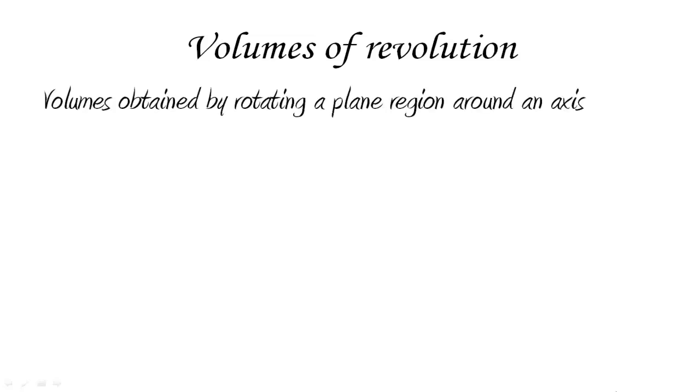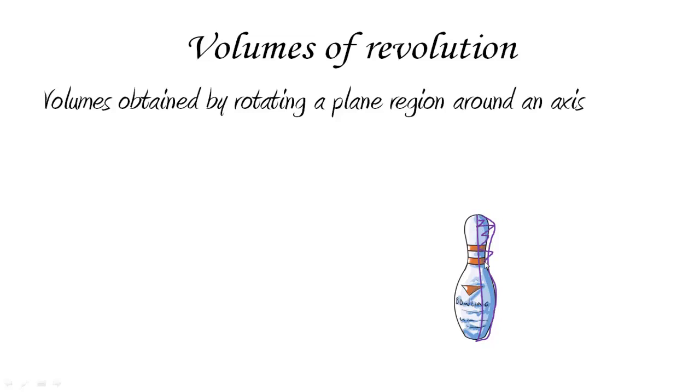We are now going to see how to compute the volume of a solid of revolution. What do I mean by that? This is a volume obtained by rotating a plane region around an axis. For instance, let's take a bowling pin. We can think of this bowling pin as having been obtained by rotating a region that roughly looks like this.